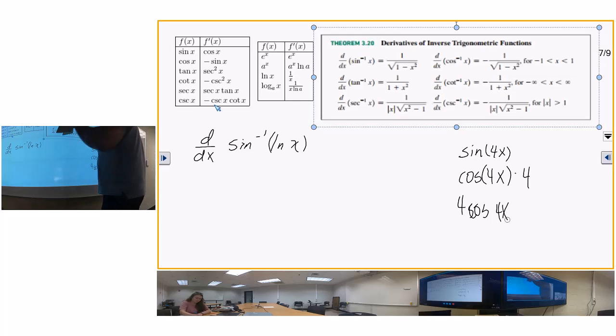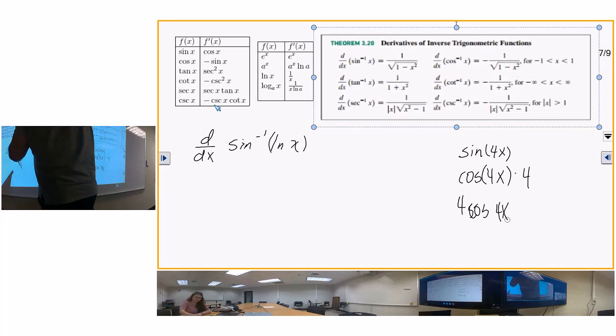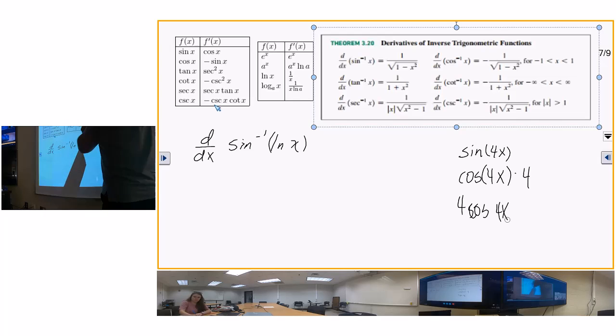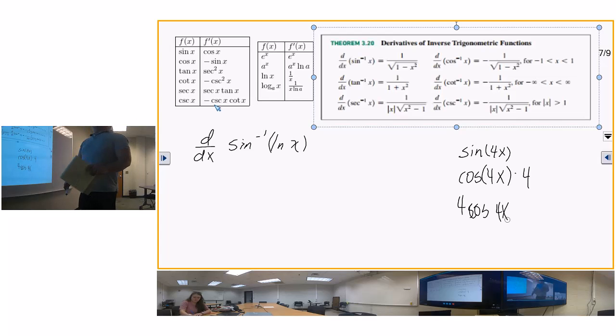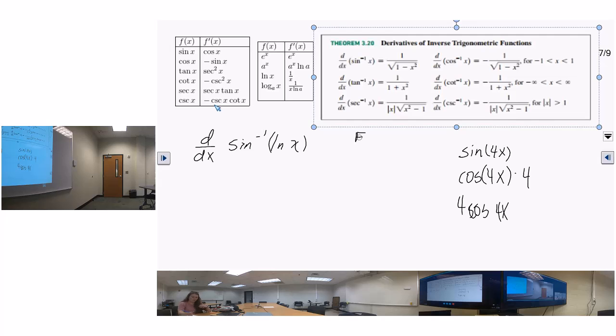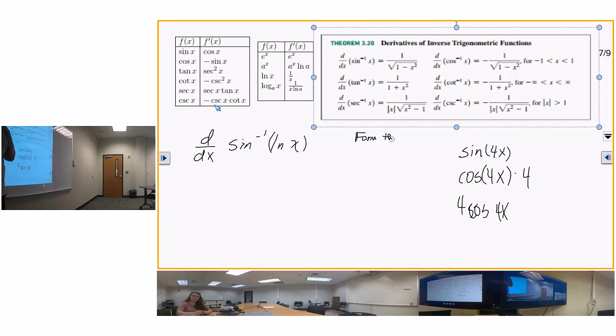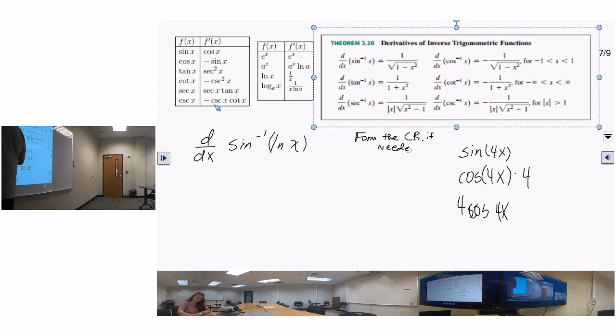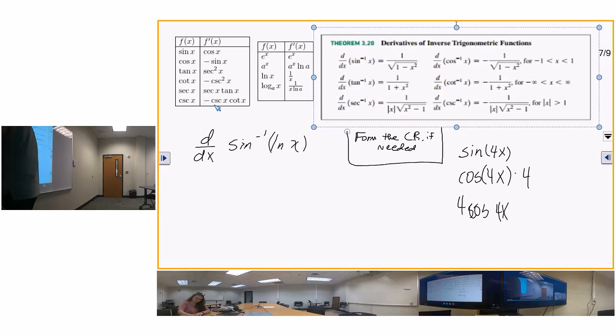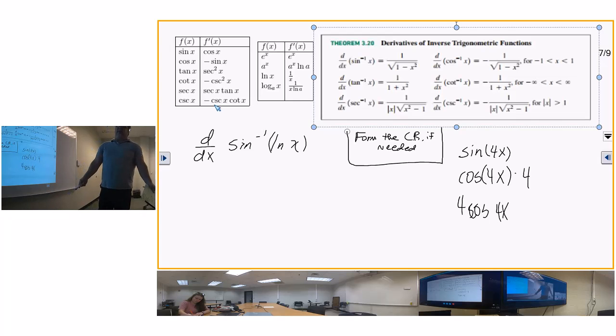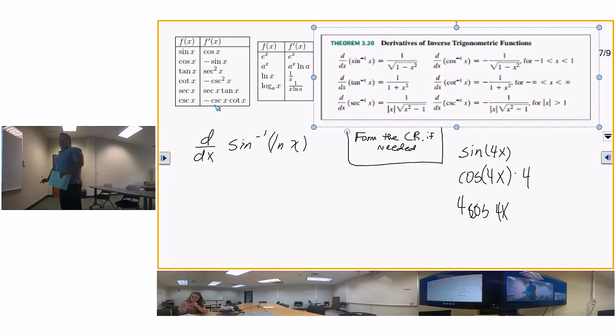Now, with the inverse sine, you're not going to just say, okay, the derivative of sine is cosine. No, you're going to put the formula that goes with it. And then you have to worry about the chain rule. So remember, formula, then chain rule if needed. Because if you have the inverse sine of x, you don't have to worry about the chain rule because the derivative of x is 1. But you always use the formula and then use the chain rule if needed.